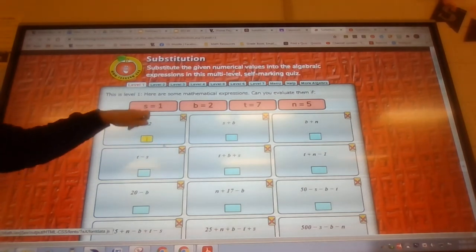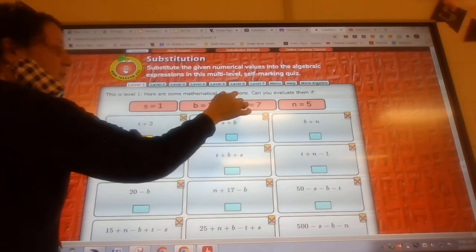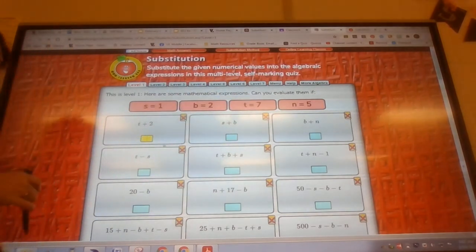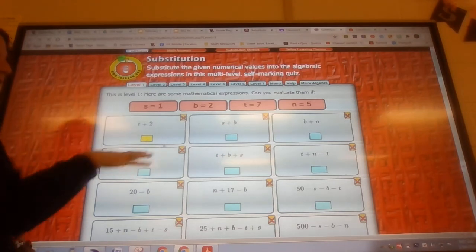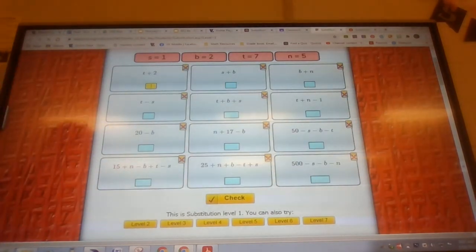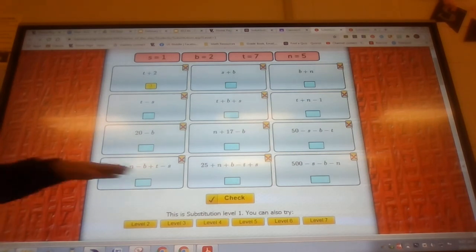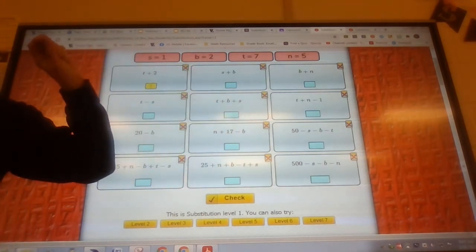Here is t plus 2. I'm going to come up, here are my values. So t equals 7. What's 7 plus 2? You're going to put the answer in right there. When you get all of those answers put in, you click check, and it's going to tell you which ones you got right and which ones you got wrong. If you get to check and you don't know what you did wrong, you need to let me know.